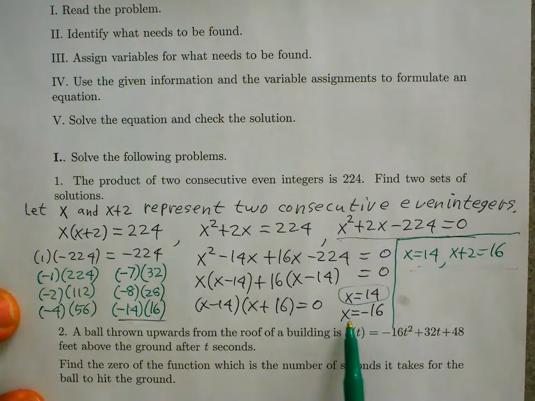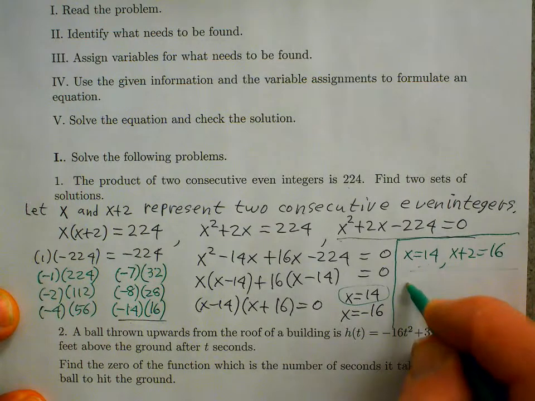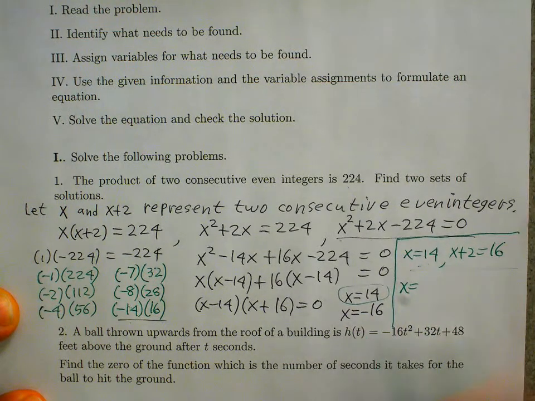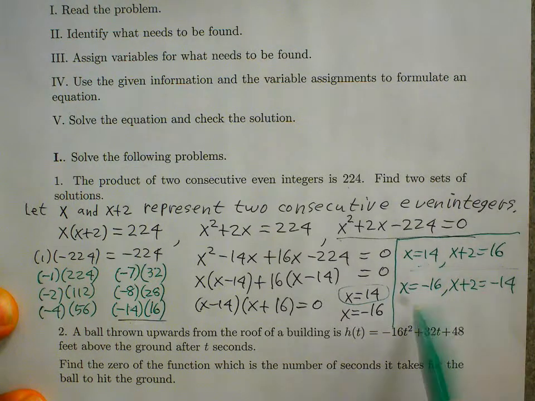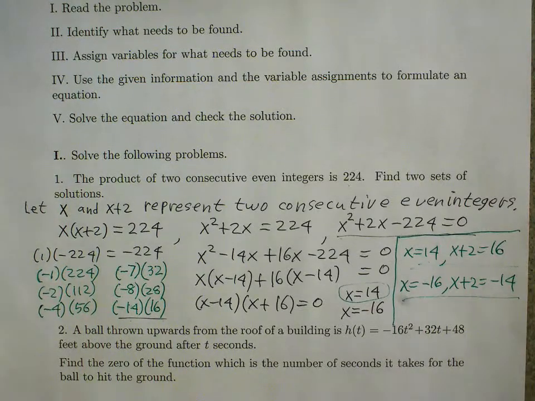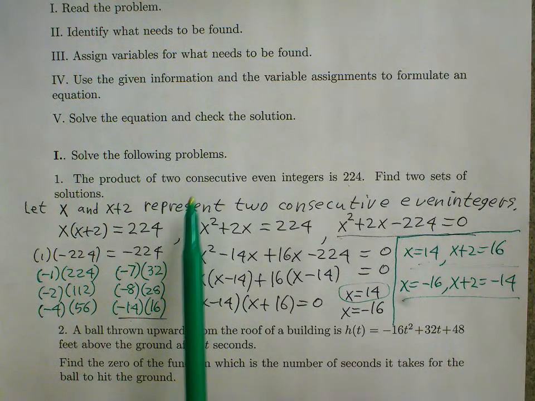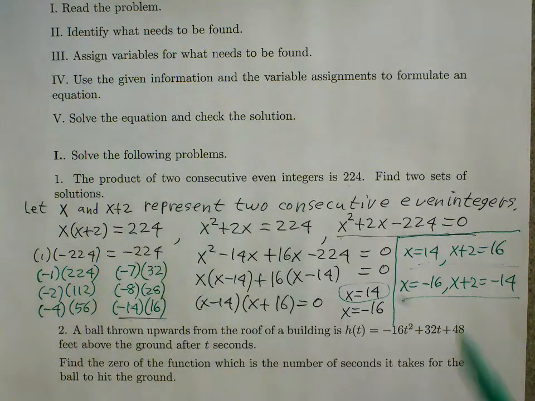But we have another pair when x is negative 16, x plus 2 is negative 14. So negative 16 and negative 14 also satisfy the problem. They are two consecutive even integers whose product is 224.